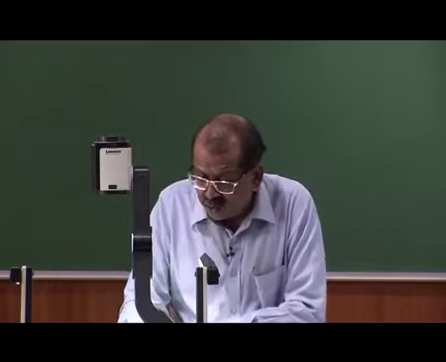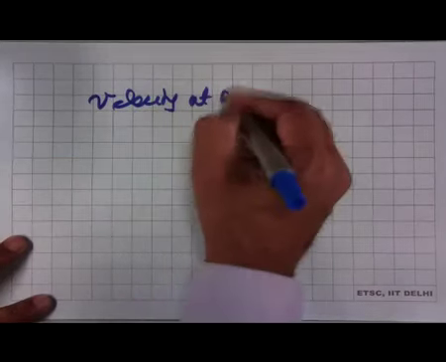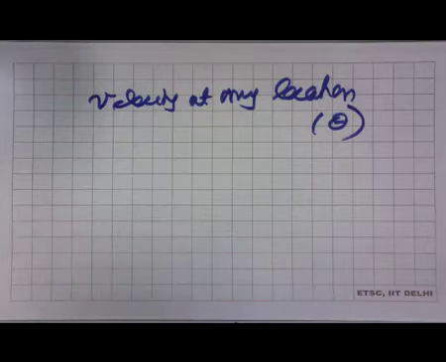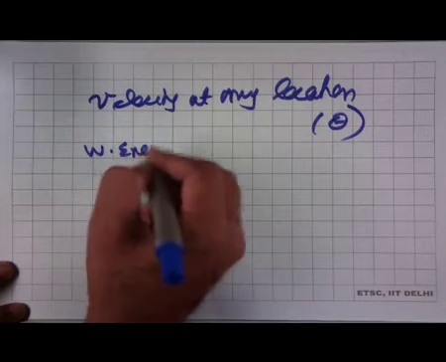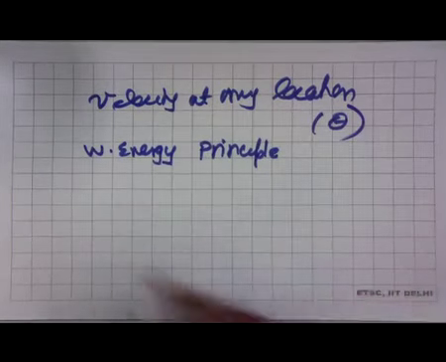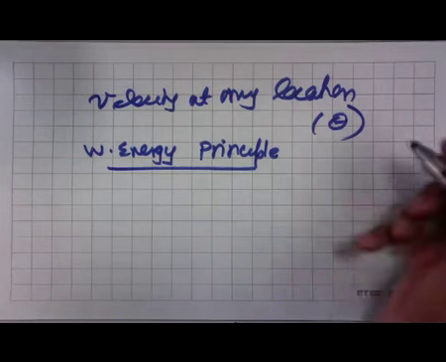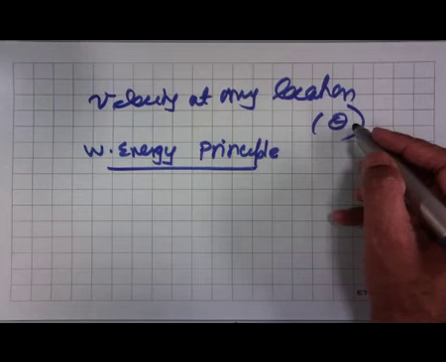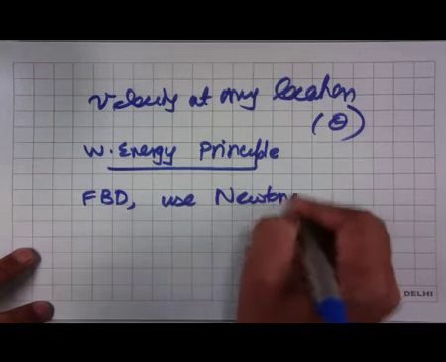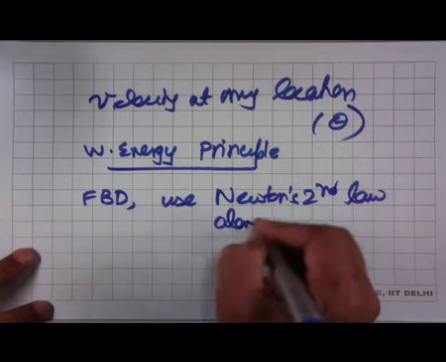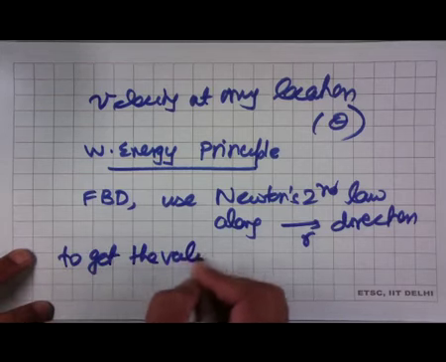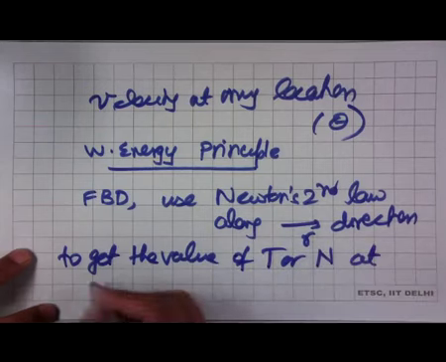But what we can do is, if we know velocity at any location, now this we can find even at any theta, that means at any angular location we can find the velocity. How can we find this? By the work energy principle. Of course, we will need to know velocity at one location, and then we can find velocity at any location on the circle. We use the work energy principle. So, simply using this we can get the velocity at any location theta, and once we know that, then we can draw a free body diagram and use Newton's second law along the r direction to get the value of T or N at that theta.